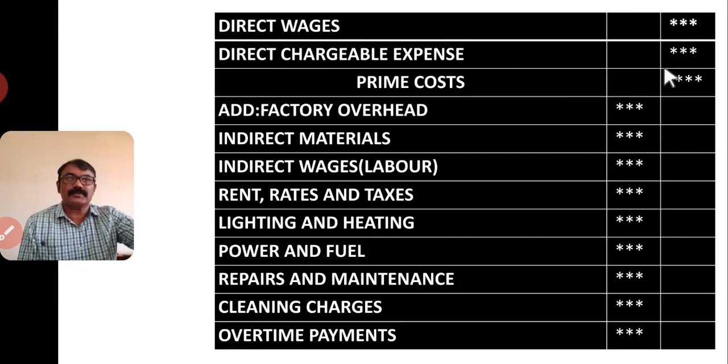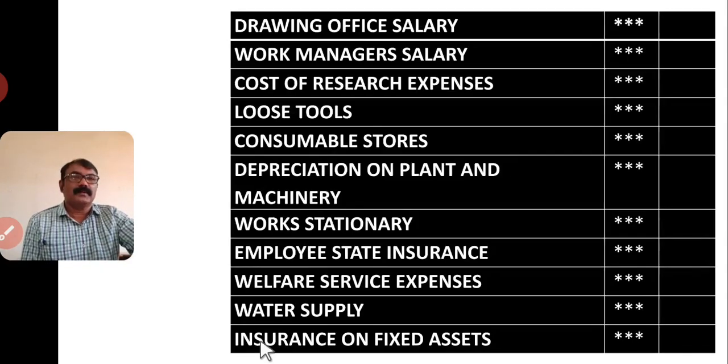Here it is the prime cost. And to the prime cost, we add factory overheads. Under the factory overheads, all these items will come: the indirect materials, indirect wages, rent, rates and taxes, lighting and heating, power and fuel, repairs and maintenance, cleaning charges, overtime payment, drawing office salary, works manager salary, cost of research expenses, loose tools, consumable stores.